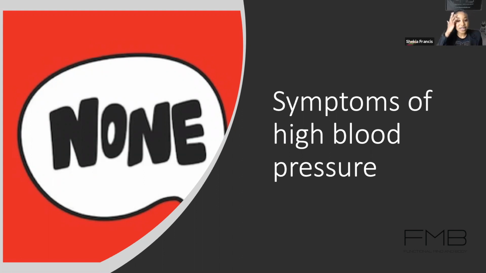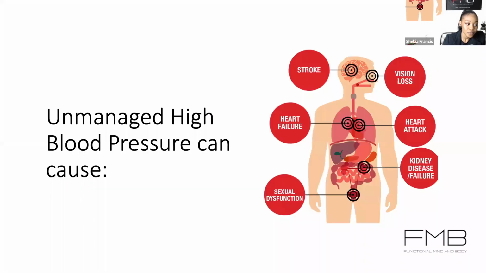Sometimes people say that they feel like an aching in the top of their head. They'll say that they feel nervous or sweating, but blood pressure really doesn't have any symptoms. So when your blood pressure isn't managed well for long periods of time, it can lead to increased risk of a few of these things. So stroke, vision loss, heart failure, having a heart attack, kidney disease and failure, or sexual dysfunction.